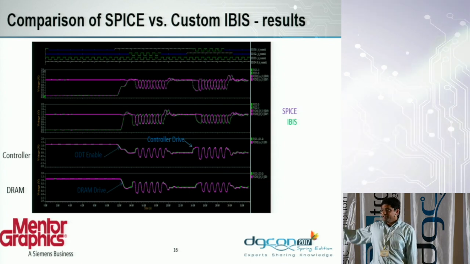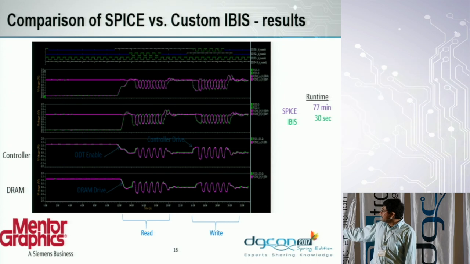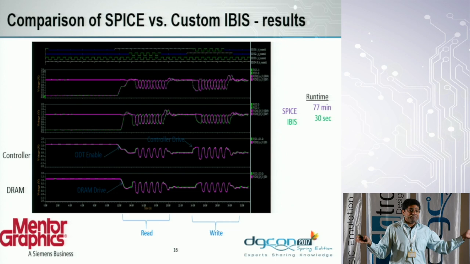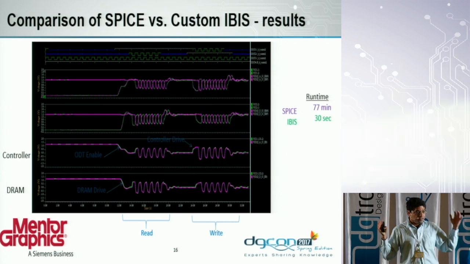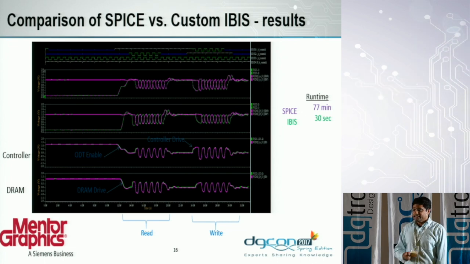This is wonderful. We've got this comparison. And the real reason why this is of so much interest is this here. For the simple transaction with SPICE, it took 77 minutes with a top-line computer. With my laptop, it took 30 seconds with IBIS.